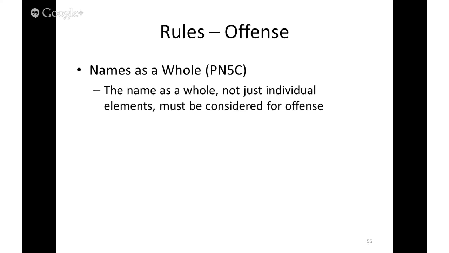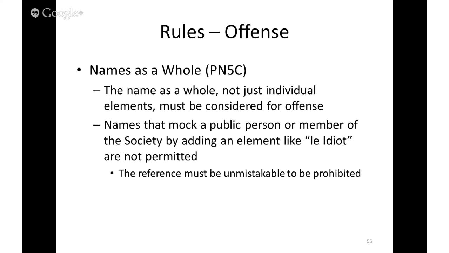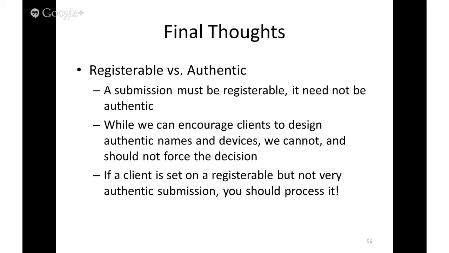And then you have to look at names as a whole, not just individual elements. So, for example, names that mock a public person or a member of the society by adding an element like idiot are not permitted. But the reference has to be pretty unmistakable. Note that the rule actually says or another member of the society, so it's perfectly okay to call yourself an idiot. You just can't take someone else's name and stick something like idiot on the end. So that's about that. That's the rules for constructing a registrable name.